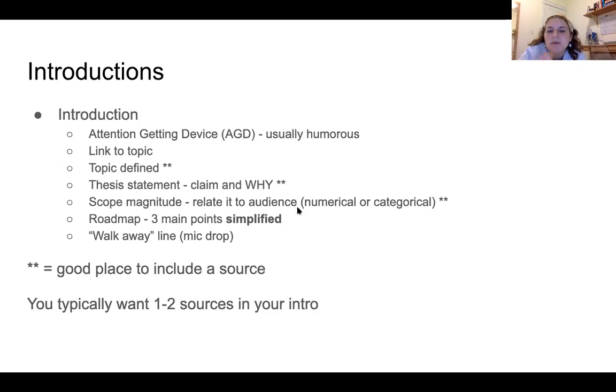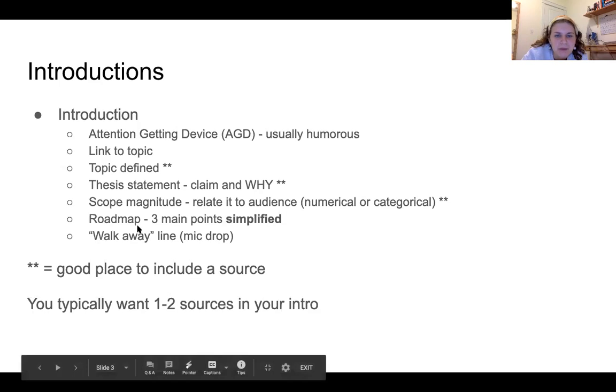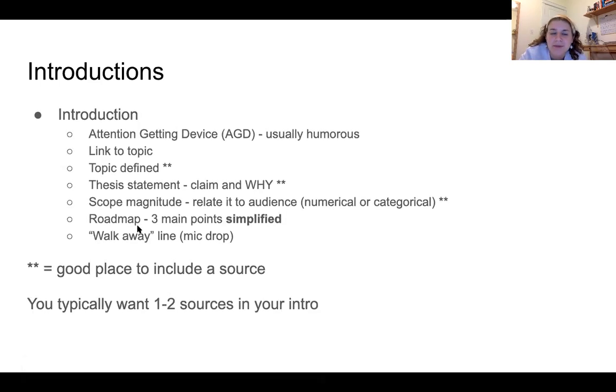And this can either be numerical or categorical. So numerical would be like a statistic, and categorical would be like a group of people, like women, something like that. So a set group of people. But you don't want to narrow it down too much because you do want it to still have some relatability to everyone.